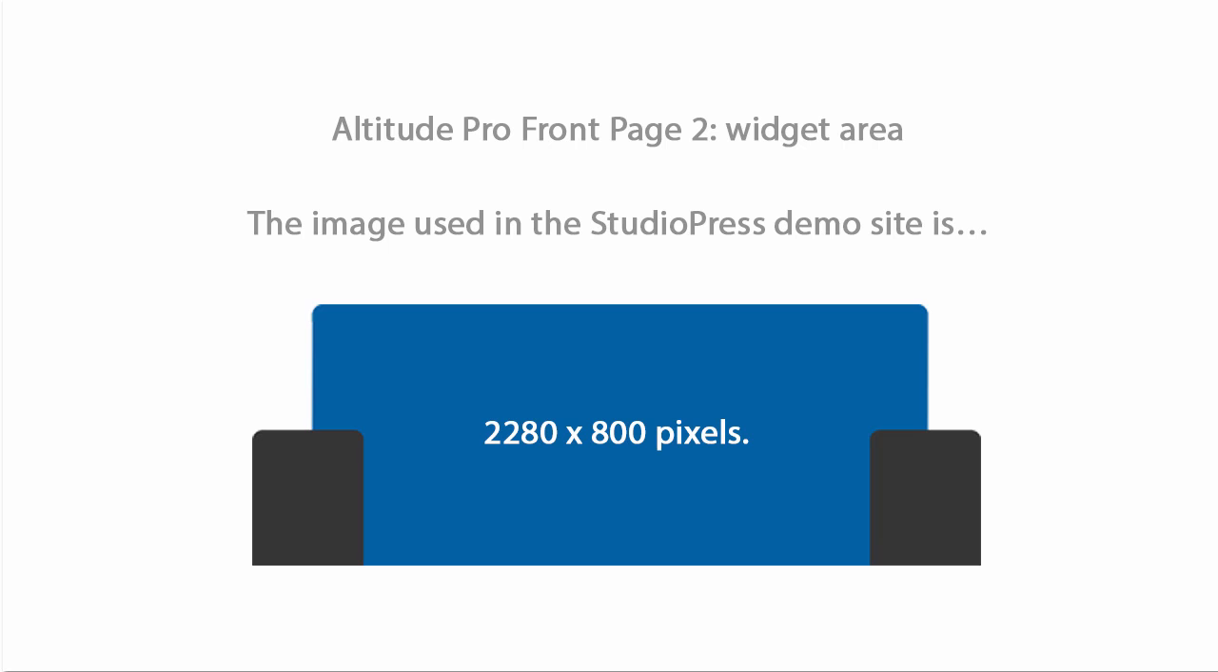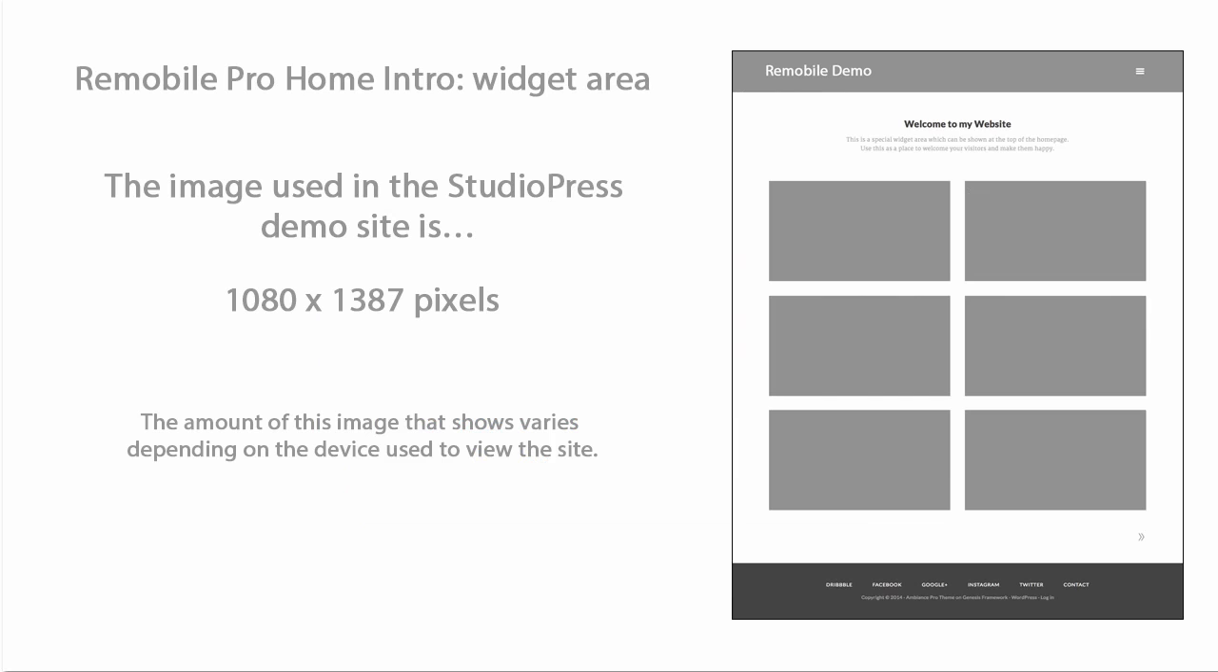The image for Altitude Pro is 2280 pixels by 800, and the image in the Remobile theme is 1080 by 1387. You might think this is too big. It's not. That's the right size you need.